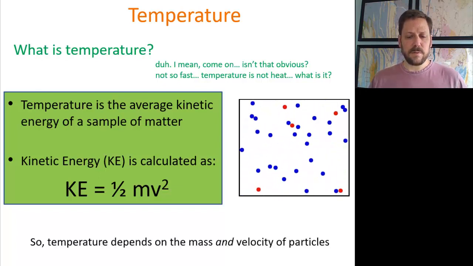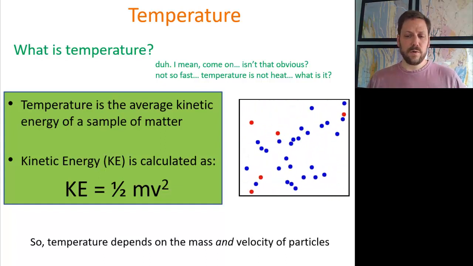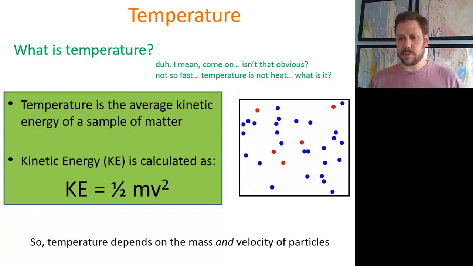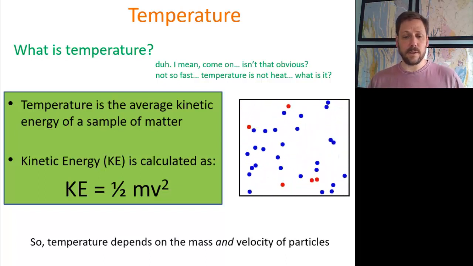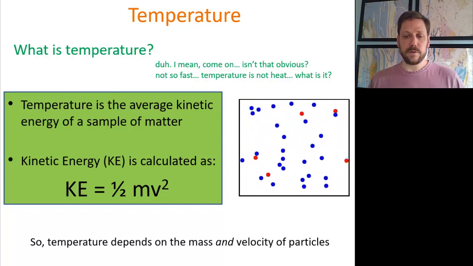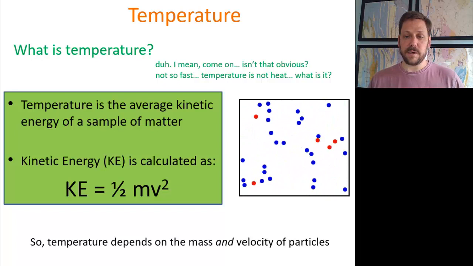Since temperature depends on both mass and velocity of particles, it should make sense that in order for two particles to be at the same temperature, ones that have a higher mass are going to have a lower velocity than those with a small mass, which must have a higher velocity to have the same kinetic energy.